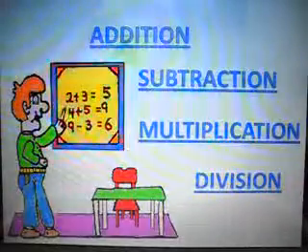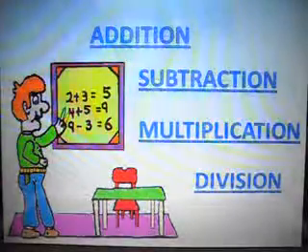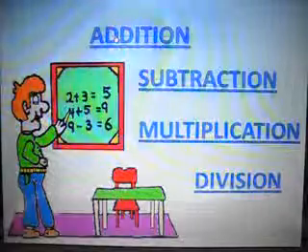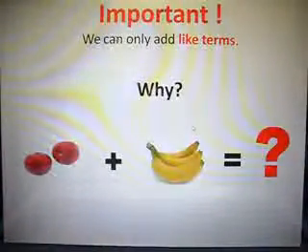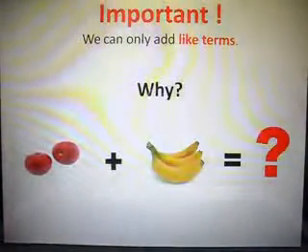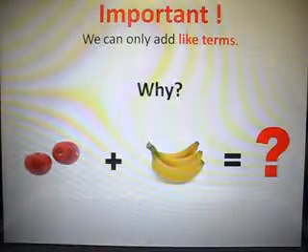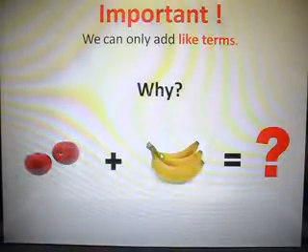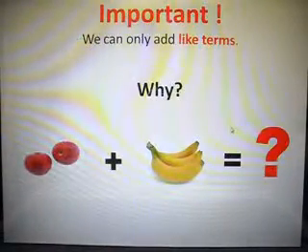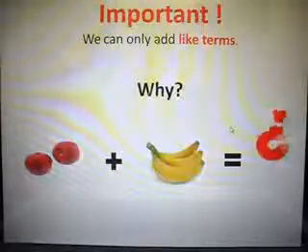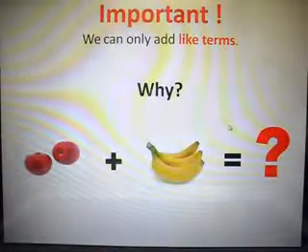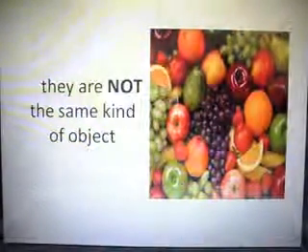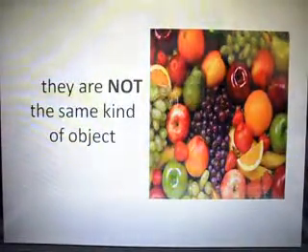Come, let's view the 4 basic operations on algebra. First, we go to addition. In addition, if you look at the diagram here, there is an apple and there is a banana. Can we add these 2 fruits together? Can anyone tell me why? The answer is no. Why? Because they are not the same kind of object.